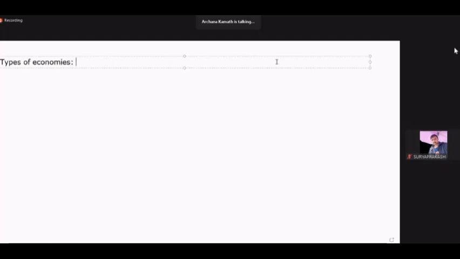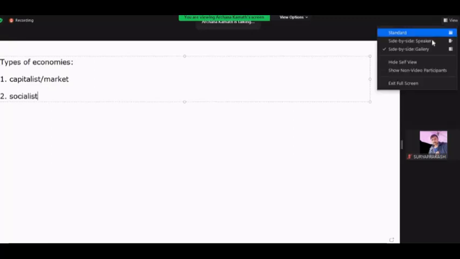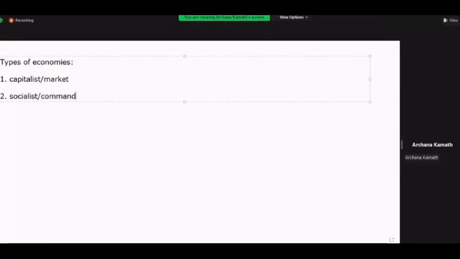Types of economies are based upon who is giving the answer to the three central problems which we have discussed. How or why such a solution is being provided is helping us classify economies into three different categories. One is the capitalist economy, which is known as a market economy. We are all familiar with this. Socialist economy, which is known as the command economy. And the third one is a combination of the first two, which is better known as a mixed economy.